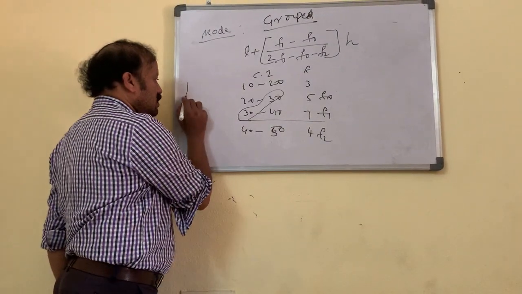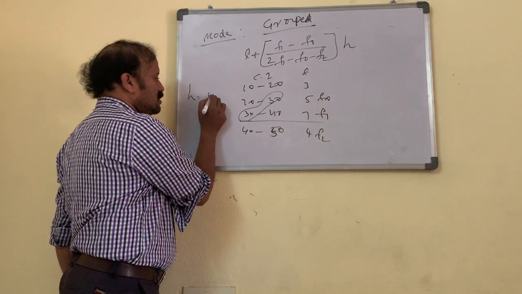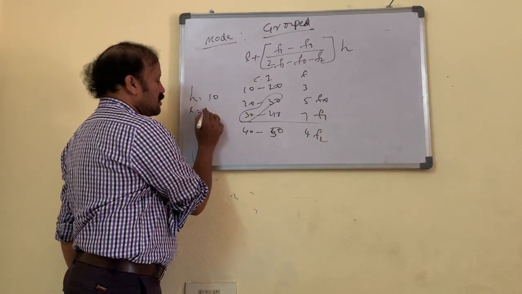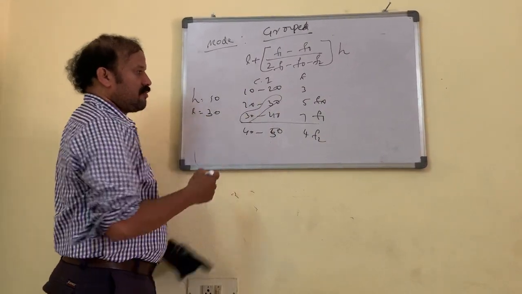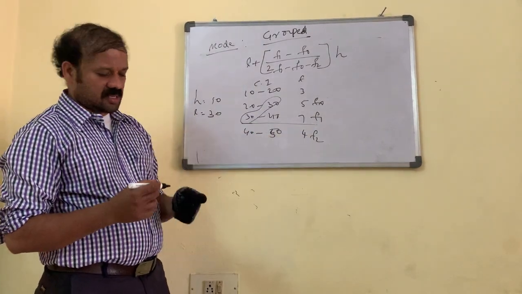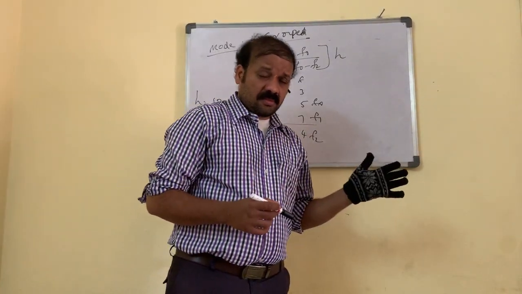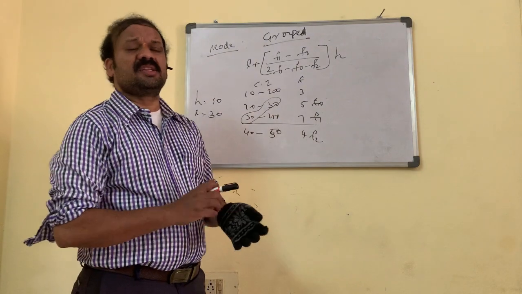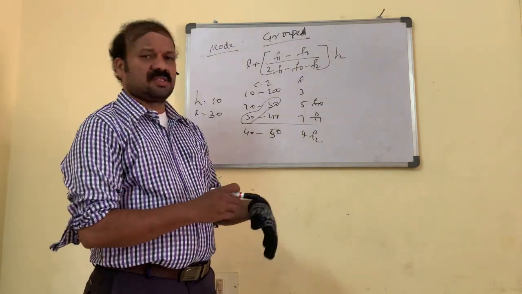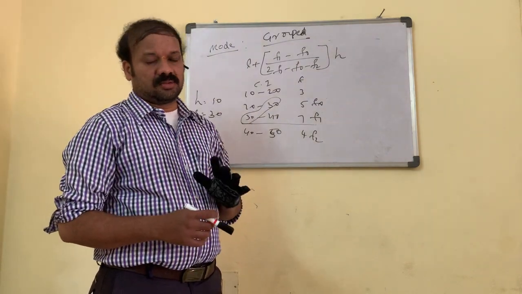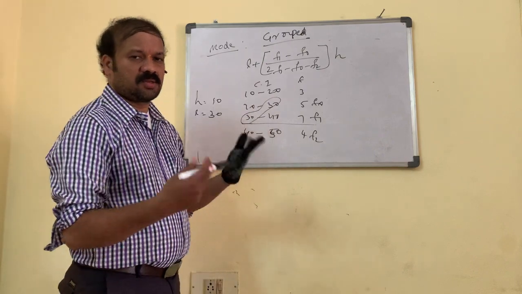What is the H value here? The difference, that is 10. What is the L value here? 30. F1 is already there, F0 is there, F2 is there. Use this formula and find out the values. Substitute the values, then you will get the answer and you can solve that sum. So this is called the mode in grouped data.